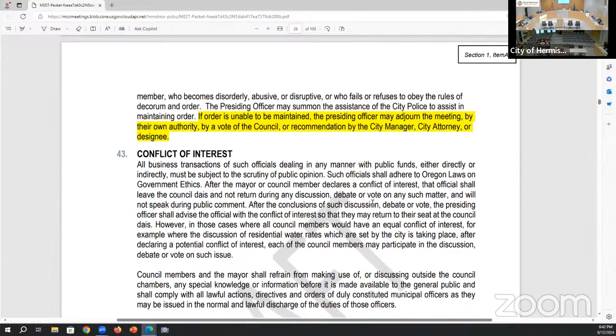We can recess, gavel it down and be done. Generally, yeah. Or council can motion. No, I mean, it looks like the presiding officer can adjourn the meeting. Just if they want to do it, they can do it. Or the council could overrule me and say, we need to adjourn this. But it specifically says if order is unable to be maintained. Right. And that would be the only basic reason for doing that.